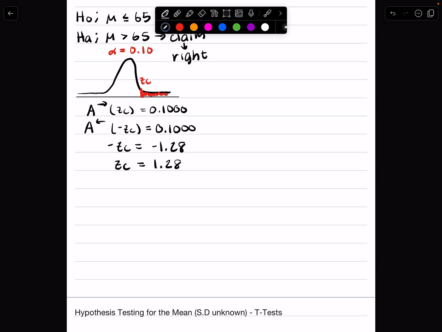And so where is our rejection region? It's greater than our critical value. So if our z is greater than 1.28, what are we going to do? We are going to reject our null hypothesis.